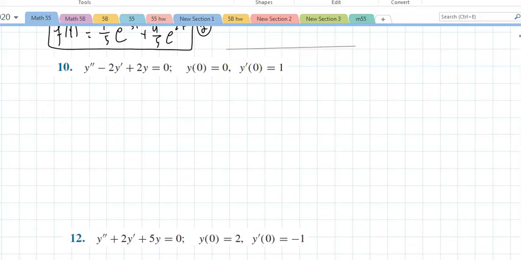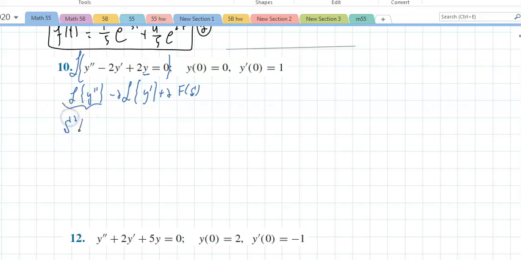The same deal. I would apply the Laplace transform on those. For number 10, I will get the Laplace of y double prime minus twice the Laplace of y prime plus twice the Laplace of y, and I know that's F of s, because the Laplace applied on y is F of s.